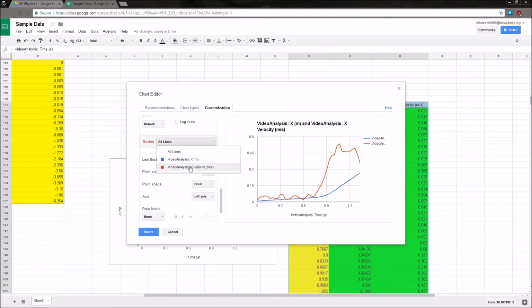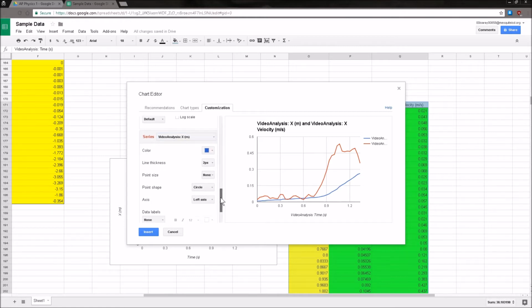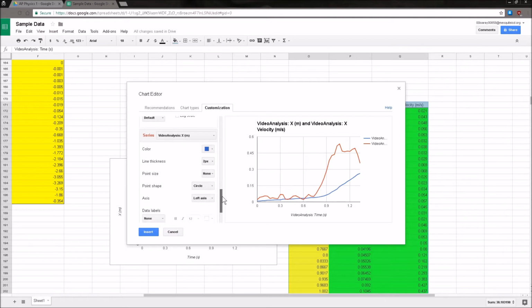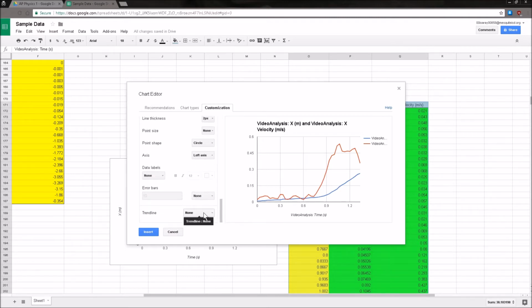Now, because we have more than one y-axis scaling variable, we're going to want to select which one we want to do. In this case, we're going to do a line of best fit for our position over time line. This is all just, for the most part, aesthetic choices, but this is what you want down here, trend line.